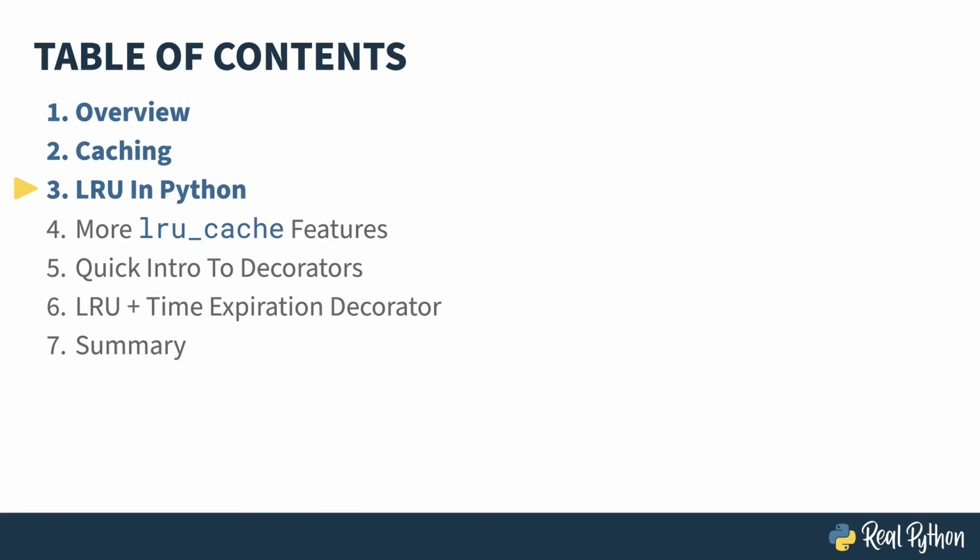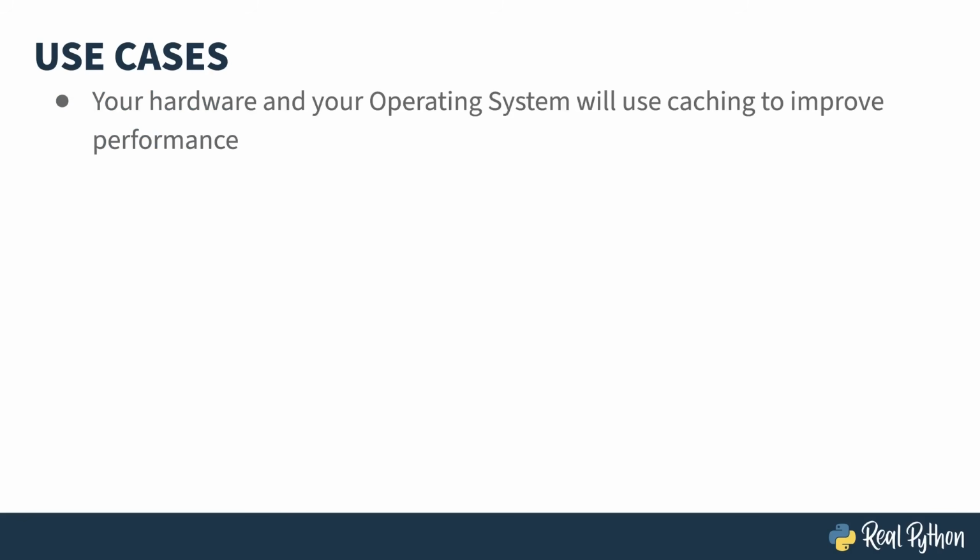In the previous lesson, I showed you how different caching policies work. In this lesson, I'll introduce you to the LRU cache decorator found in the functools module. Your hardware and your operating system implement caches to help make your computing experience snappy, or at least snappier than it would be without a cache. To take advantage of the same concepts in your Python code, you can use the provided LRU cache decorator. As it is a decorator, it is used by wrapping a function that you already have.